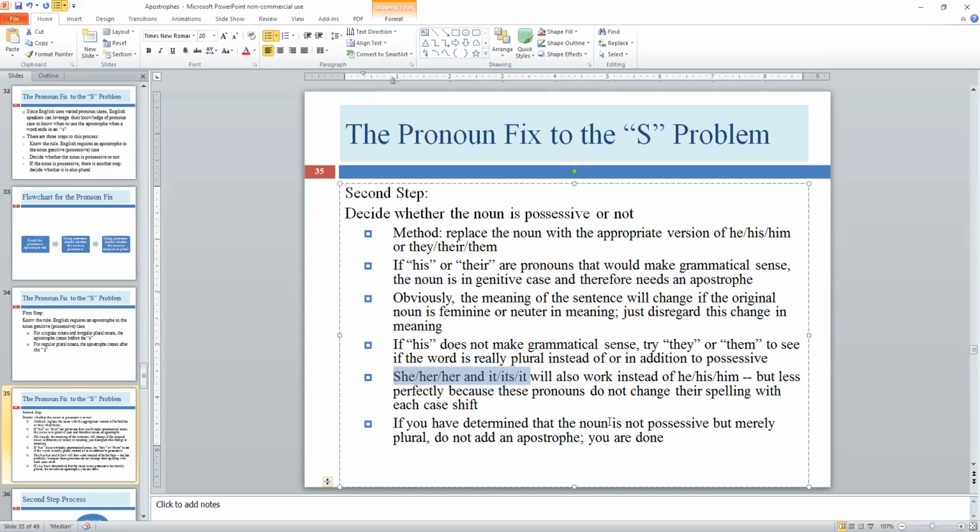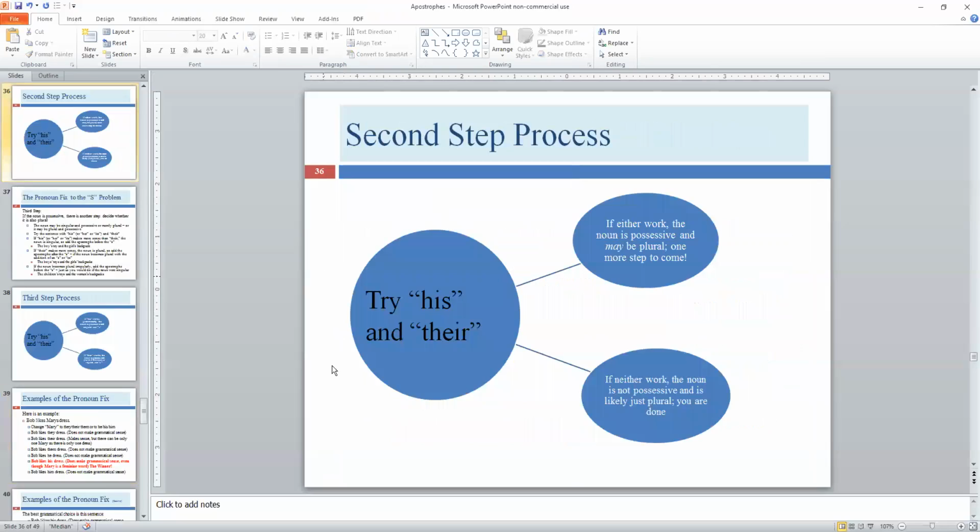Okay, so what you're going to do is you're going to replace your noun that you aren't sure about. You're hearing an S sound on it, but you're not sure whether it's in the nominative case, the genitive case, or the objective case. You're going to replace that noun with each one of these words to see which one makes grammatical sense and logical sense. Let's go through it and see. So this is the paradigm we're using. We're going to replace our noun with his and also with theirs and see if it makes sense.